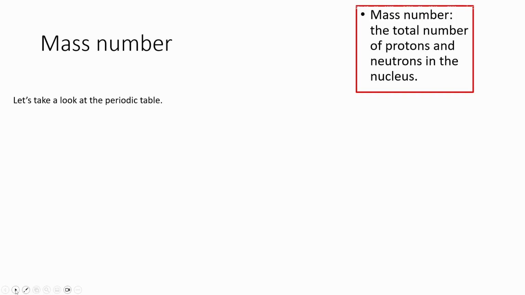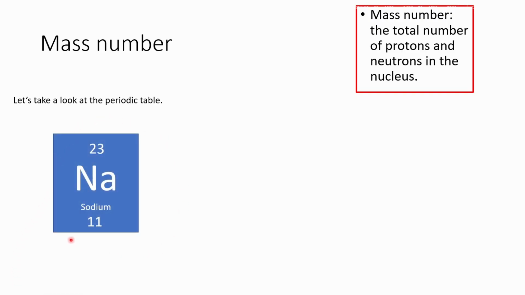So taking a look at sodium. Sodium within this tile has two numbers. It has the number 23 and the number 11. It will also have its symbol and its name. The biggest number is the relative mass number. The smaller number is what we call the atomic number.